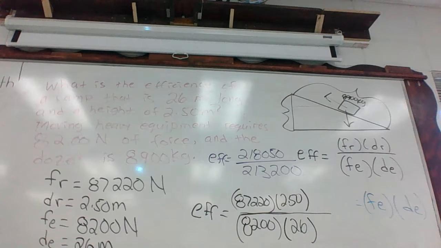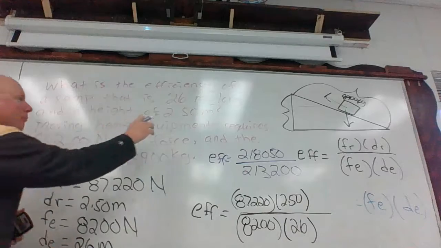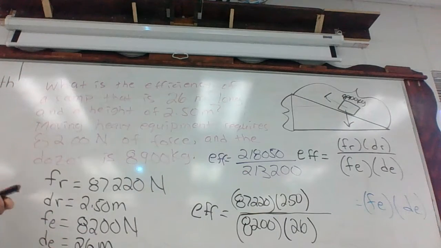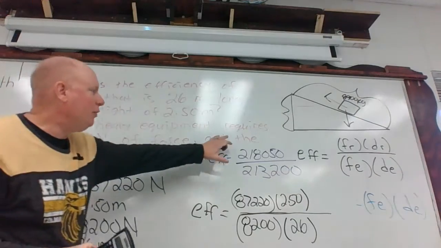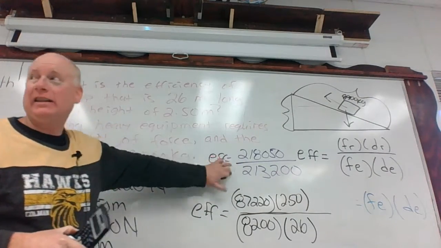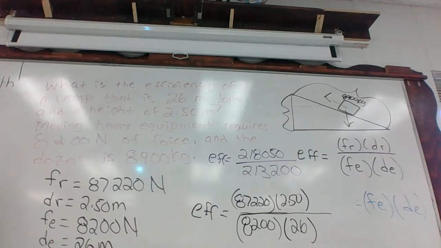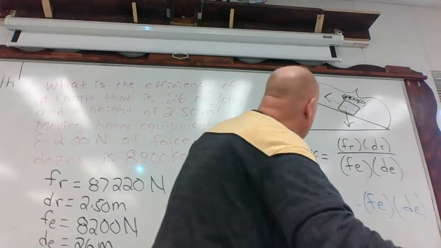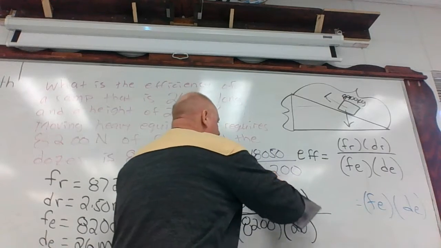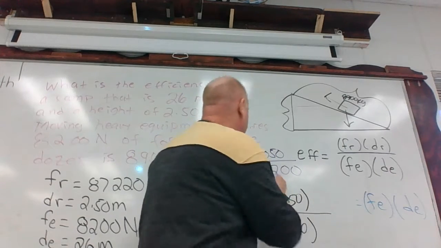You know what, I think I goofed. I think I put the decimal in the wrong spot. Let me just check something. 8,200 times 26.5. That's a little closer. But the problem with this is when you divide that, what are you going to get? You're going to get 1. We said you can't get over 100% efficiency. So this wasn't quite worded correctly. So I'm just going to make this 219,000.